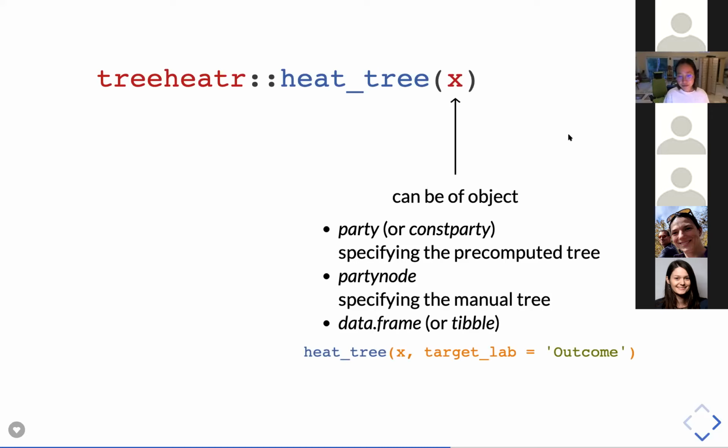or it can be a data frame. The final option essentially is something really quick and easy that you can do. What this does is the package automatically computes the conditional tree for you. And what you would have to do, in addition to putting x in the function, is tell treeheatr that you want to classify this column called outcome. That's called target_lab. So target_lab is outcome.